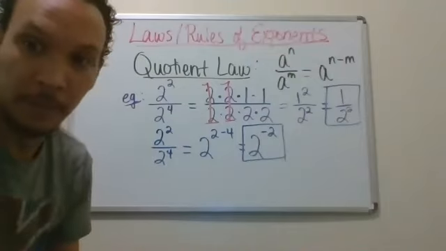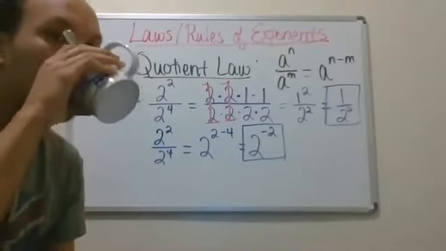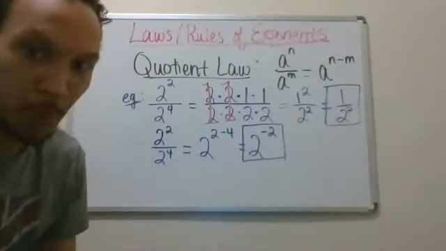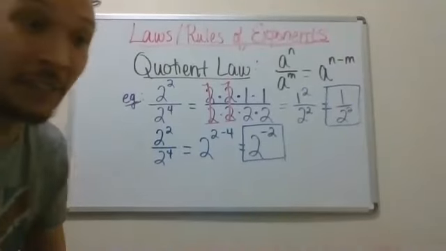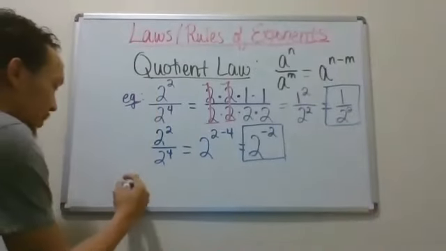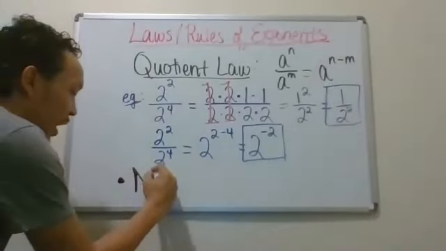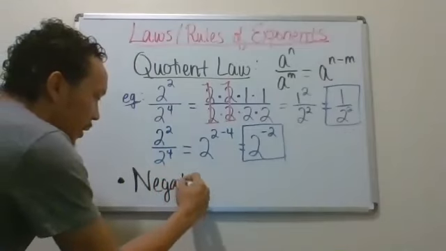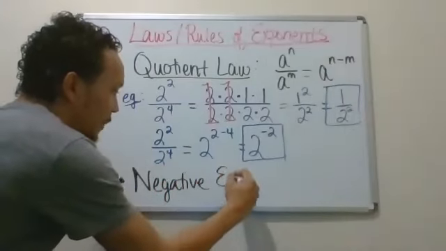Yes, Jalen? I thought we couldn't have negative exponents in that. You wanted us to flip. Exactly. We can't have negative exponents. So because we can't have negative exponents, I'm introducing another law. It is called the Negative Exponent Law.